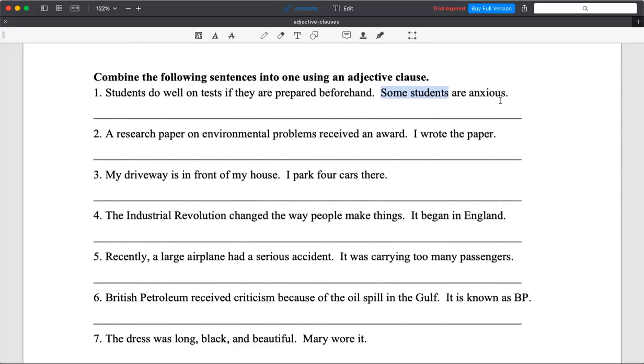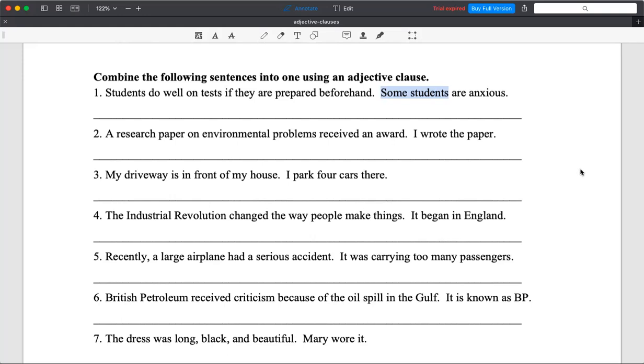Well, the meaning of this sentence says students who are anxious do well on tests if they prepare beforehand. It wanted to say that the students who are anxious need to practice more. Does that make sense, Alex? Yeah. So the meaning might be a little bit confusing, but that is the meaning of the sentence. They wanted to emphasize that if the students are anxious, they need to practice more. They need to practice beforehand. Very good, Alex.